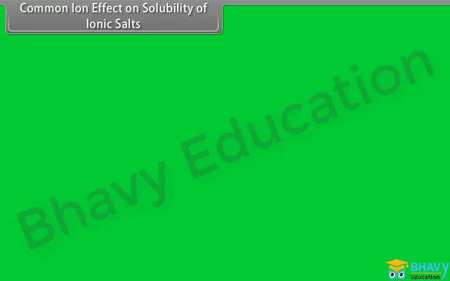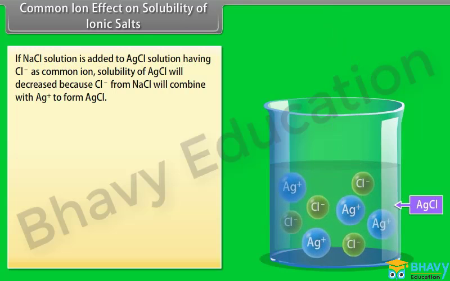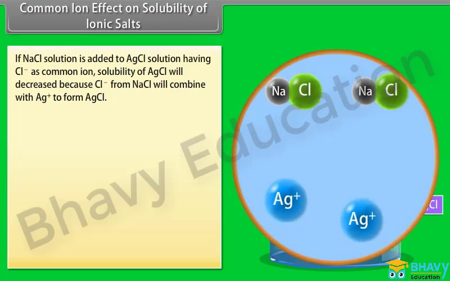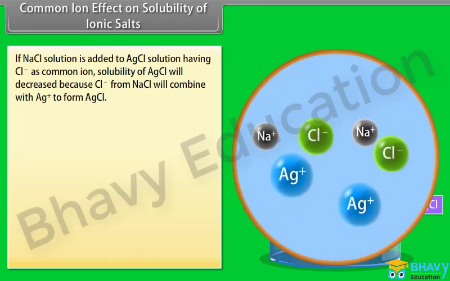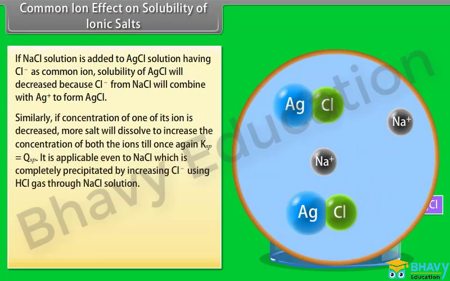Common ion effect on solubility of ionic salts. If NaCl solution is added to AgCl solution having Cl- as common ion, solubility of AgCl will decrease because Cl- from NaCl will combine with Ag+ to form AgCl. Similarly, if concentration of one of its ions is decreased, more salt will dissolve to increase the concentration of both the ions till once again Ksp = Qsp.